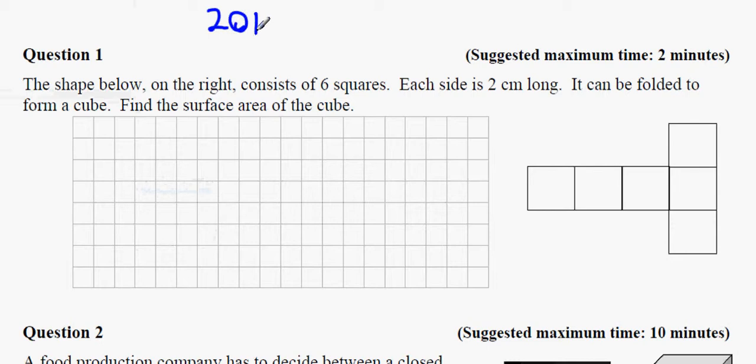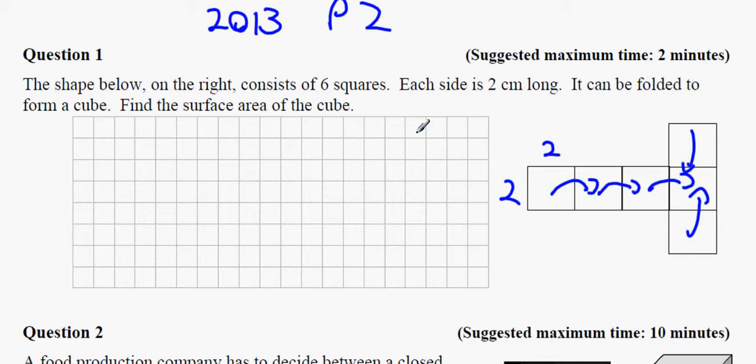2013 paper 2, and we are starting off with the shape below on the right, which consists of 6 squares. Squares means the length and the width are the same, so 2 by 2. It can be folded to form a cube. Find the surface area of the cube. If you were to fold these, like so, and then fold this side once, twice, 3 times, what you're going to end up with is a cube.